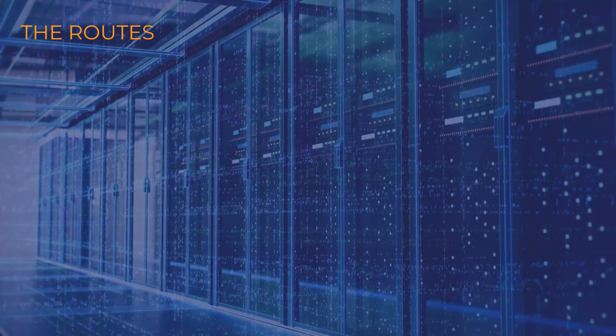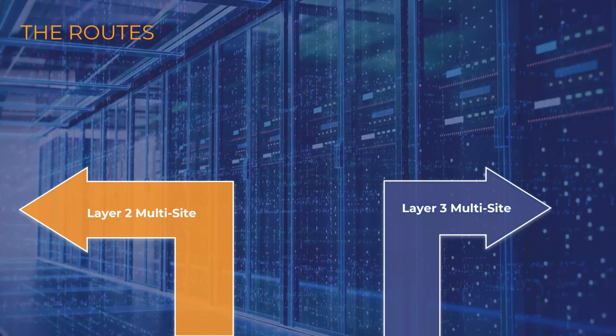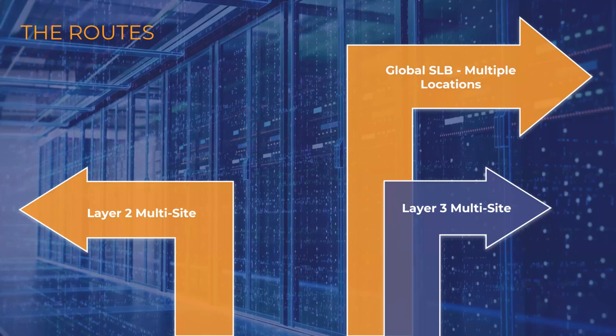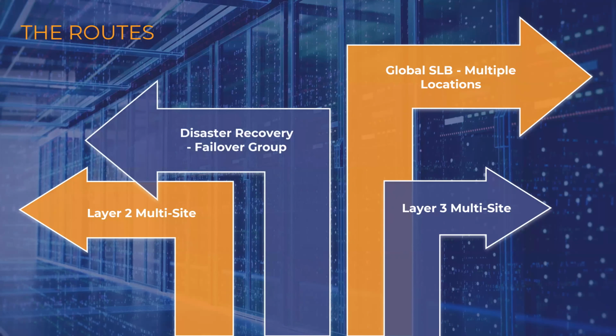So, what are the 4 routes? The 4 routes we're going to be going over are Layer 2 multi-site, Layer 3 multi-site, global server load balancer or global SLB in multiple locations, and we're going to be going over disaster recovery failover groups. To discuss the first 2 scenarios, I will be handing over to Jed Ward. Thank you, Ollie.